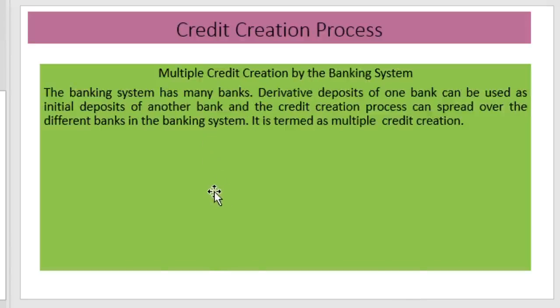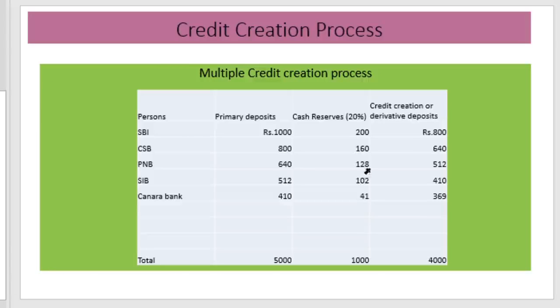The second type is multiple credit creation by the banking system. That is, we can extend it to the banking system as a whole. Suppose a deposit of 1,000 rupees with SBI, and the cash reserve ratio is 20%, that is credit multiplier is 5. Then after keeping 200 as cash, the 800 can be given to B as a loan. Then suppose B deposits this amount with the Catholic Syrian Bank. Then their primary deposit is 800 and the cash reserve ratio is 20%. Then after keeping 160 with the bank, CSB extends a loan of 640 to C.